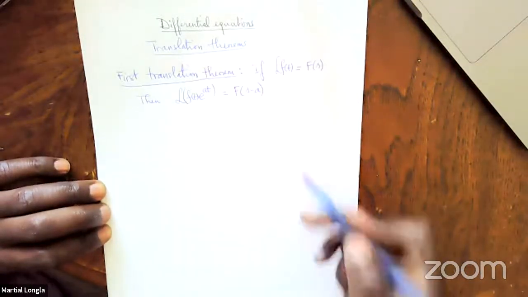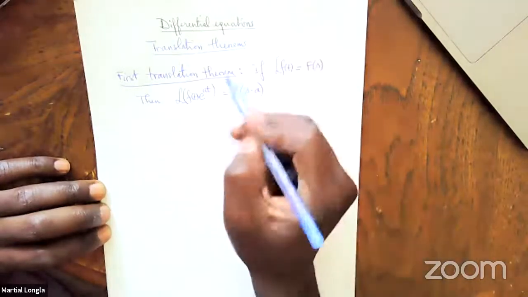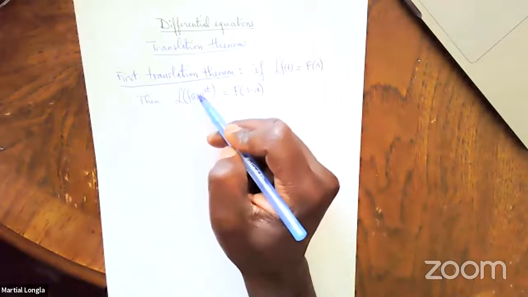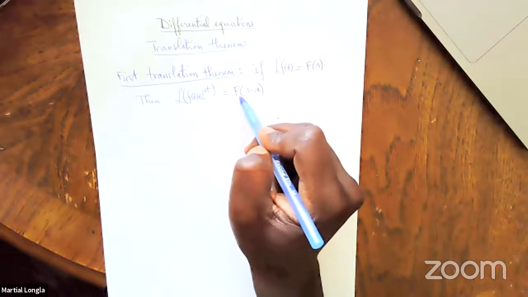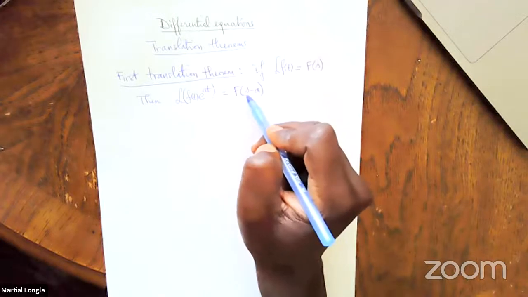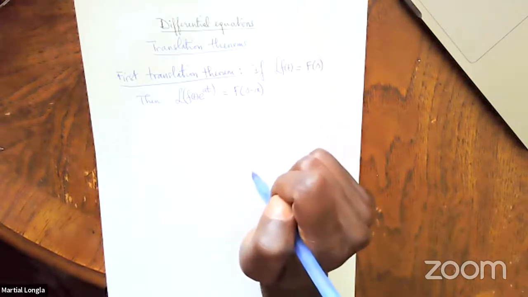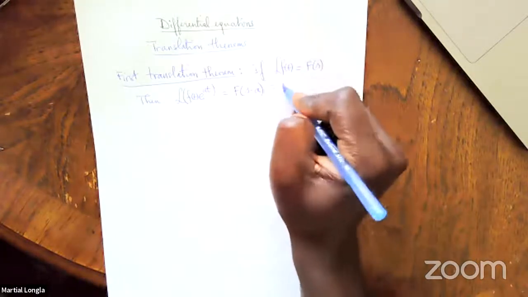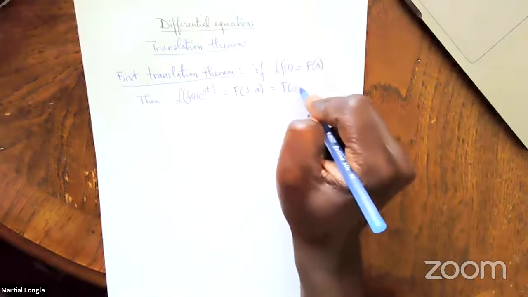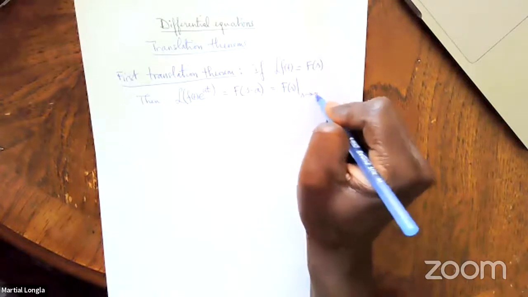So if we have the Laplace transform of a function as F of s, and I want to find the Laplace transform of that same function multiplied by e to the at, all I have to do is replace s by s minus a in the Laplace transform of the original function. This is also written as F of s, and then replace s by s minus a.